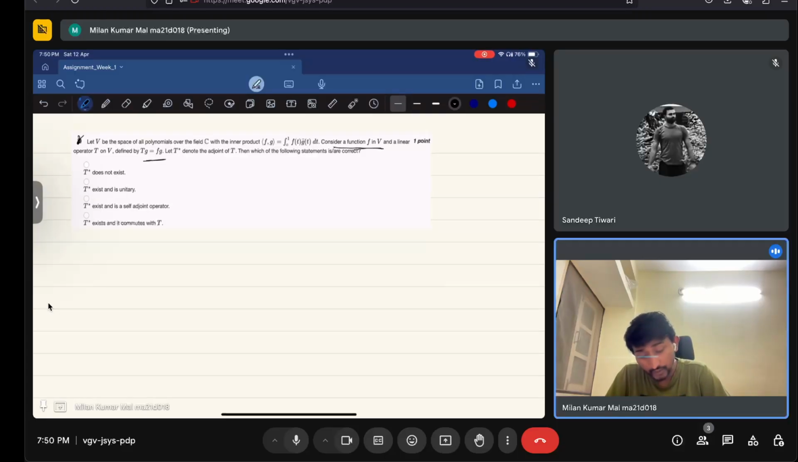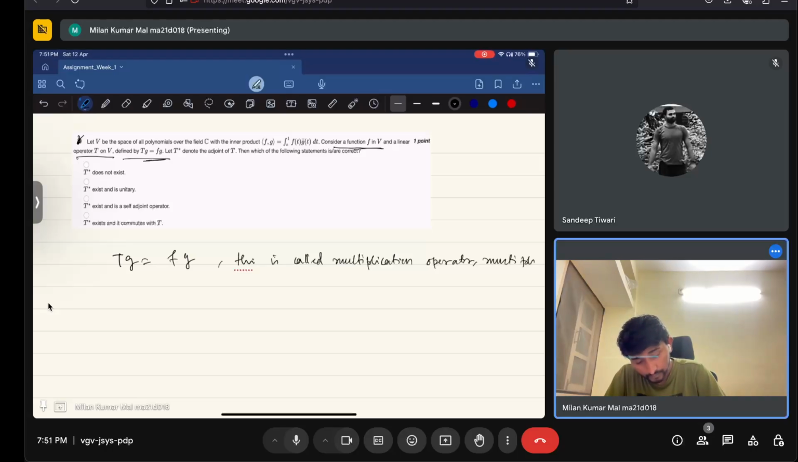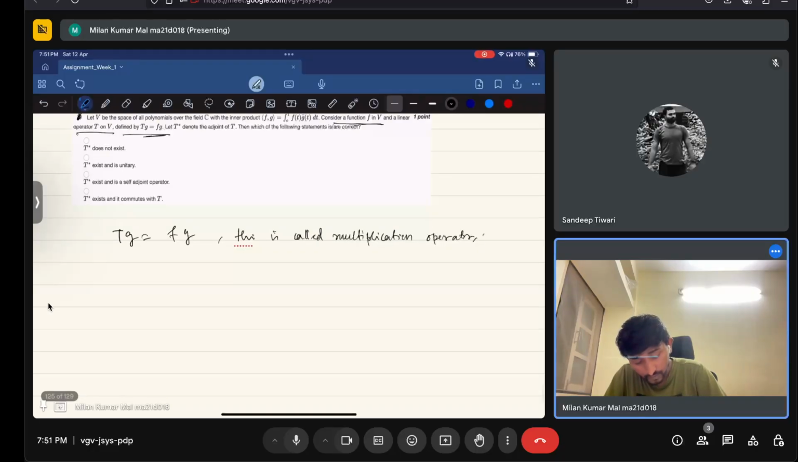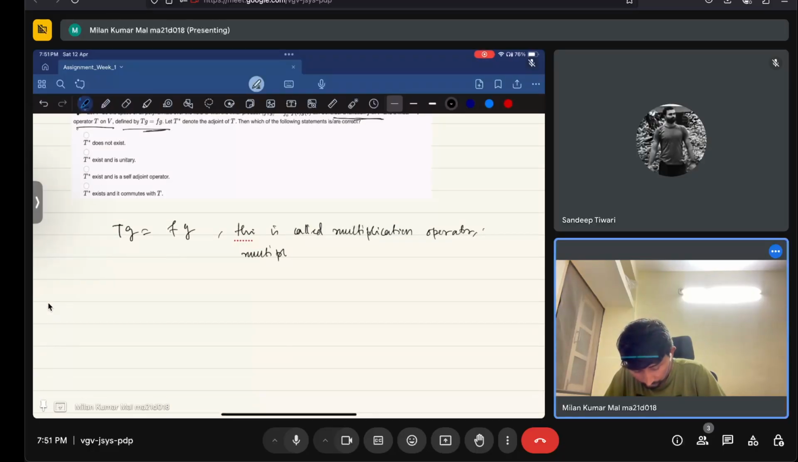Consider a function f in V, and a linear operator T on V defined this way: T g is equal to f g. This is called the multiplication operator, multiplication by f, where f belongs to the vector space V.